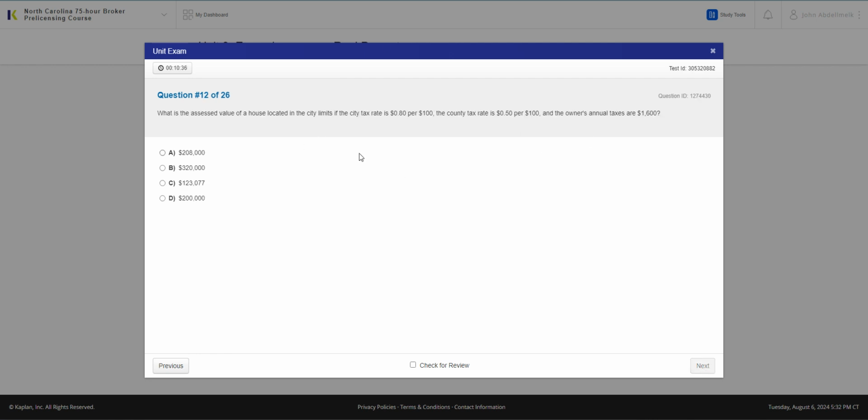Yes. I want to go through this one too. This is my first time seeing it. This one says, what is the assessed value? So remember, assessed value equals annual taxes over tax rate. So AV equals AT over TR.